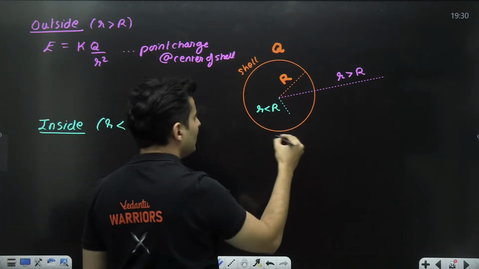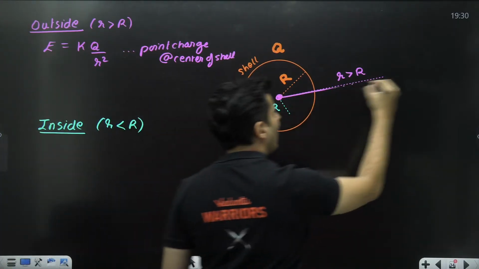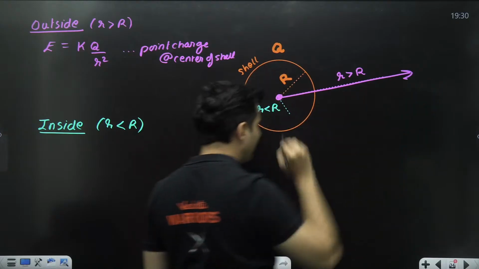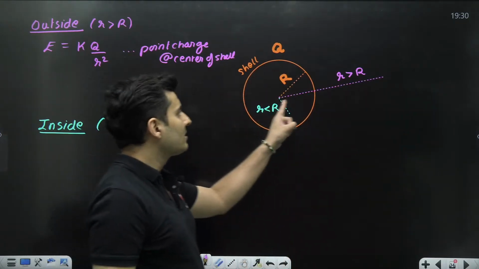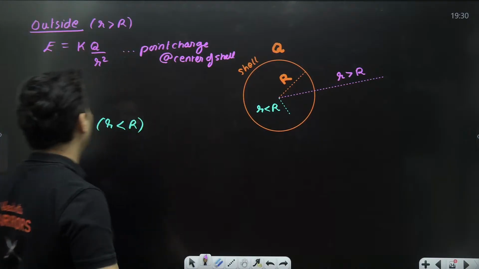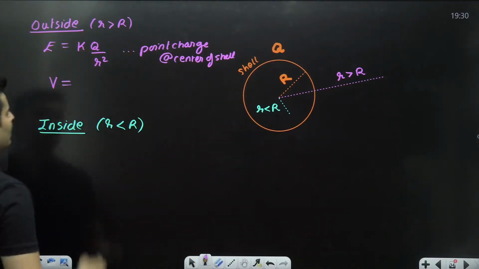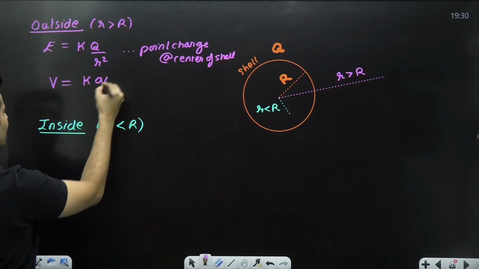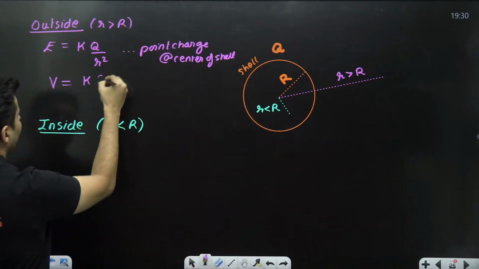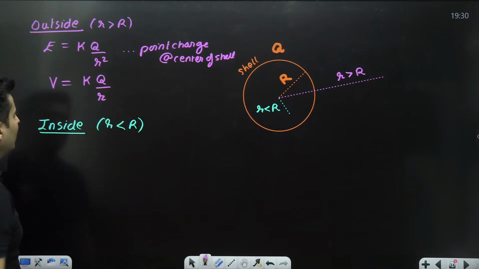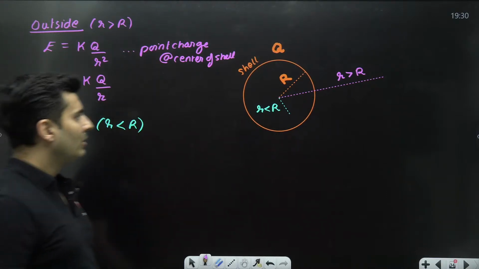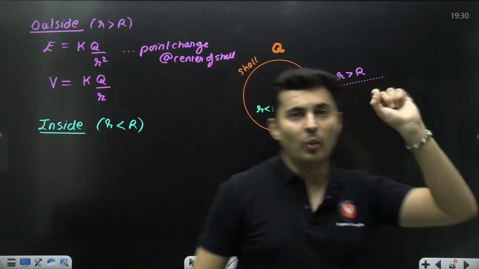Just imagine there was just one single charge at this distance. What is the electric field? Kq by r square. That means the electric potential at that point should also be like the potential of a point charge, which means it should be kq divided by r. Did you understand why this comes? Because it behaves like a point charge.